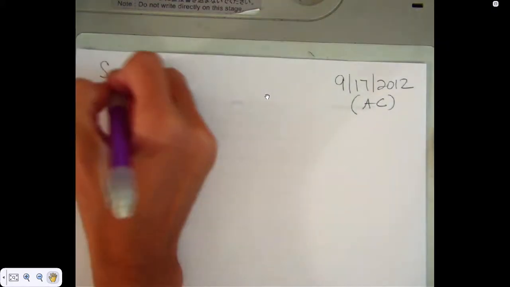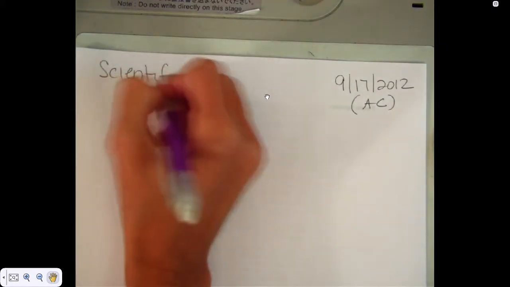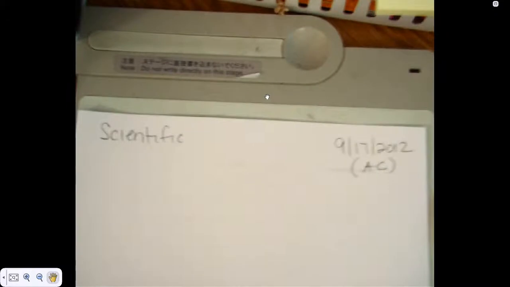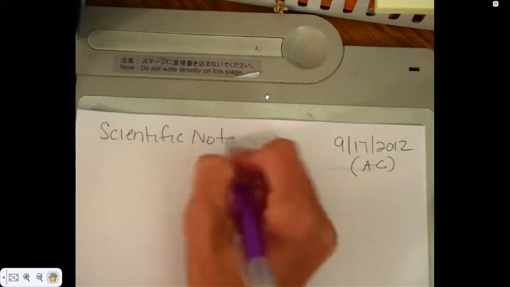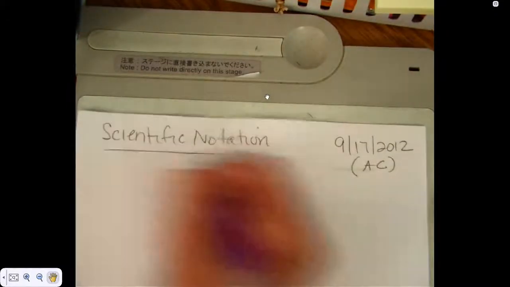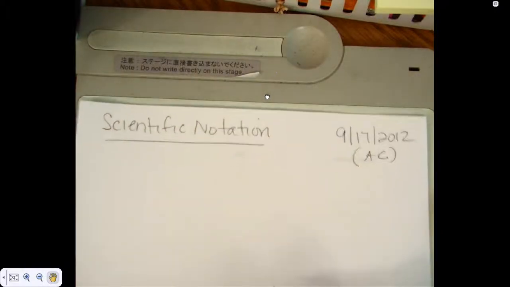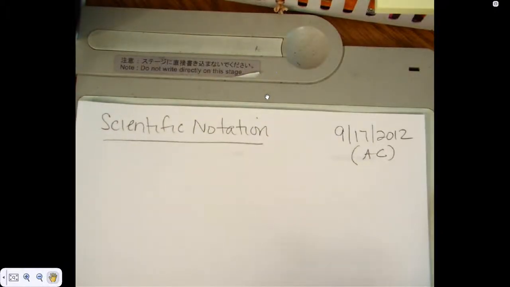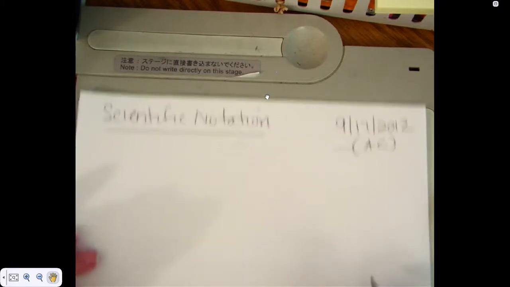And the title is Scientific Notation. Now, as you can see, it's my voice and it's my handwriting, okay? And even this squeaky chair. Now, what you need to do is I will take my time and I'll go slow.